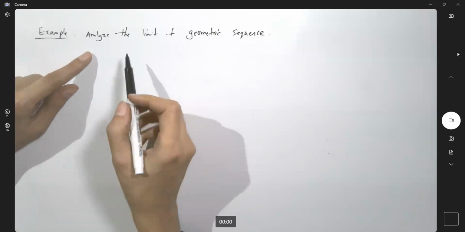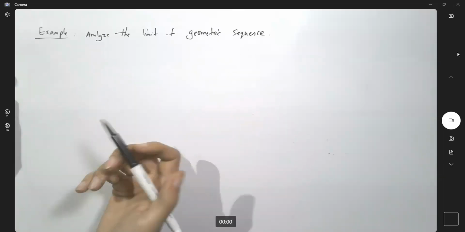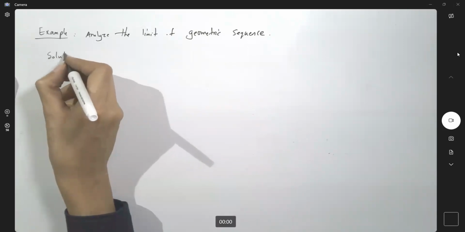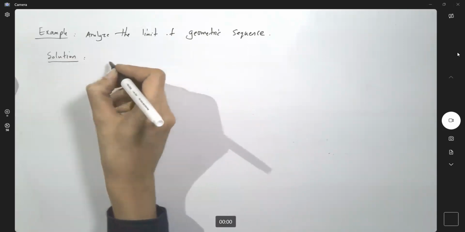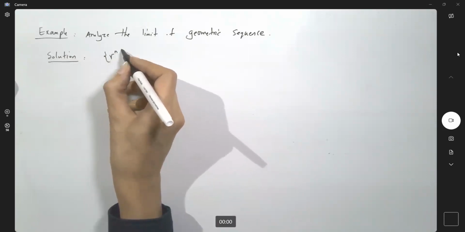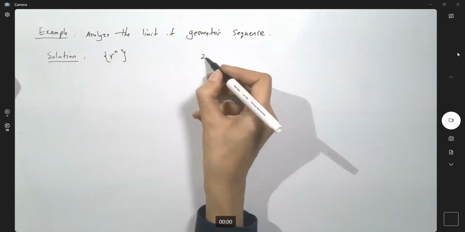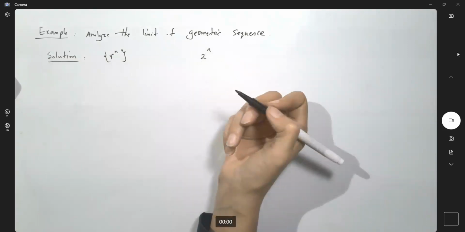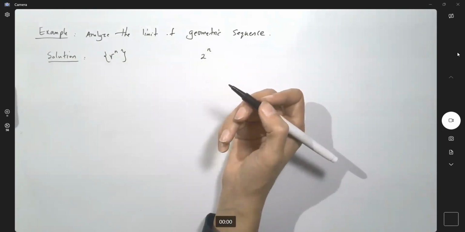Suppose I ask you to analyze the limit of a geometric sequence. So, solution. A geometric sequence can be written this way: r to the power n. Have I seen this before? Yes. In pre-calculus, we had, for example, 2 to the power n as a geometric sequence.